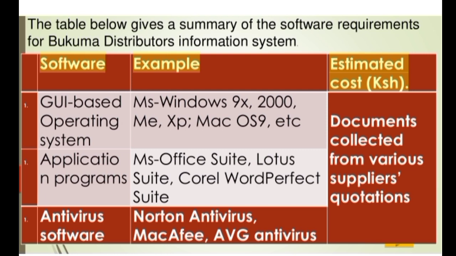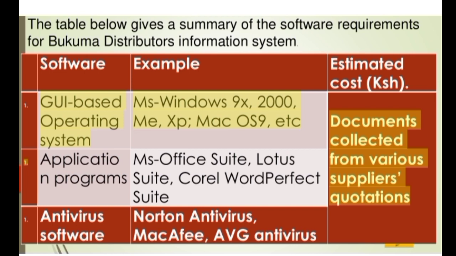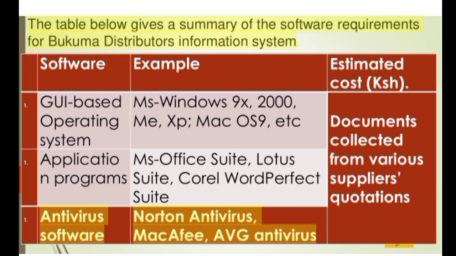Sample 1. Software. Example. Estimated cost. 1. GUI-based operating system: MS Windows 9X, 2000, ME, XP, Mac OS 9, etc. Documents collected from various suppliers. Quotations. 1. Application programs: MS Office Suite, Lotus Suite, Corel WordPerfect Suite. 1. Antivirus software: Norton Antivirus, McAfee, AVG Antivirus. The table below gives a summary of the software requirements for Bukuma Distributors Information System.